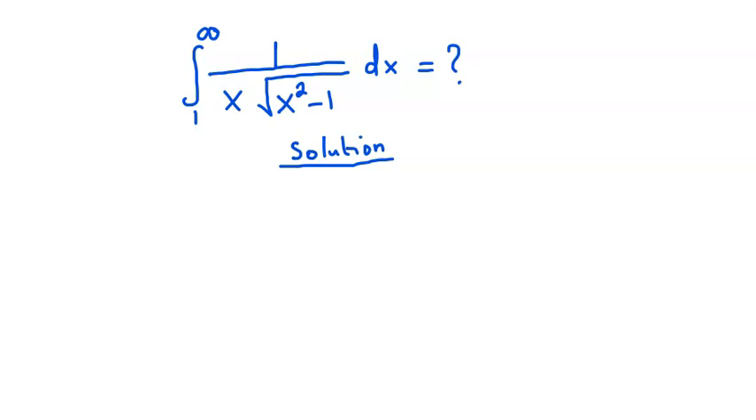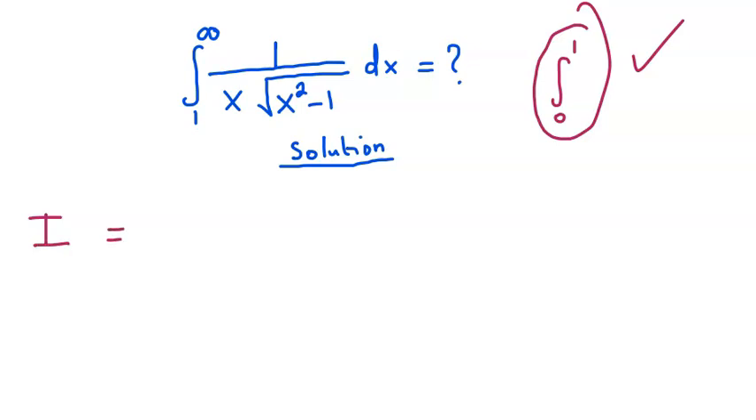First of all, I'm going to do a very nice transformation here. I want my integral to go from 0 to 1. So how exactly am I going to achieve this goal? First of all, let's call this integral I. So I is equal to the integral from 1 to infinity. We can write that as 1 over x multiplied by 1 over the square root of the quantity x squared minus 1. Then I have my dx here.